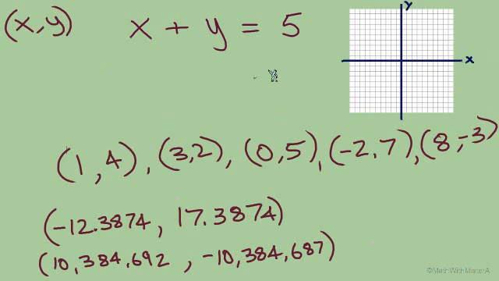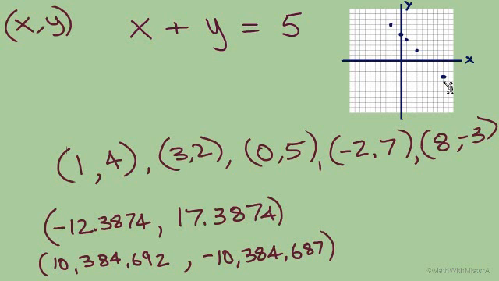The point 1, 4 means x equals 1. It's positive, so we're going right on the x-axis, and y equals 4, so we'll go up 4 and plot a point. Our next point is at 3, 2. Next at 0, 5, so horizontally 0, vertically 5. The next point has x equaling negative 2, y equals positive 7. Next, x equals positive 8, y equals negative 3.